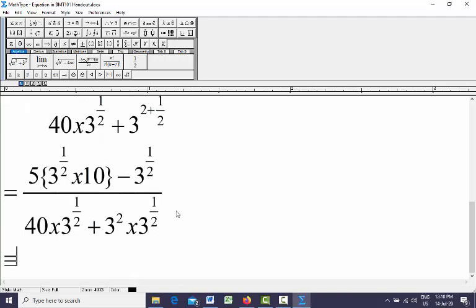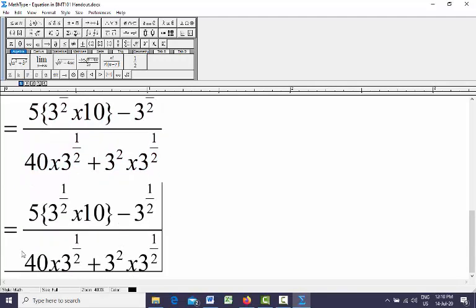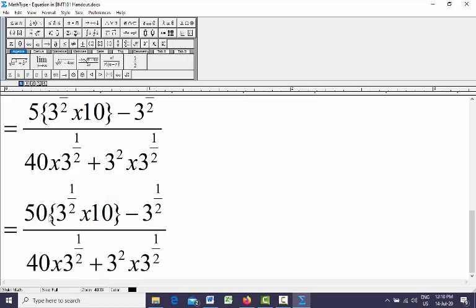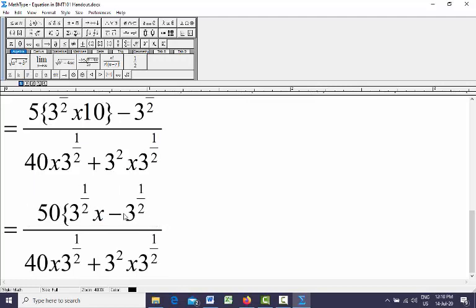So now pay attention, this 10, we can multiply with this 5, so we will get 50 here. So 50 multiplied by 3 to the power half minus 3 to the power half, and in the denominator we have like this. Okay, so 3 square can be written as 9.